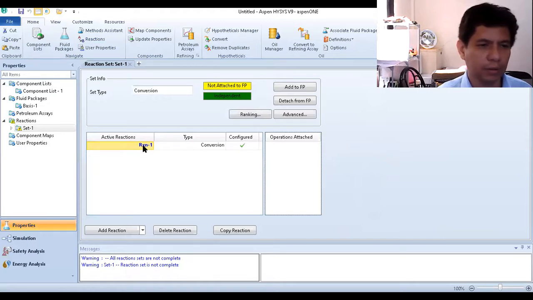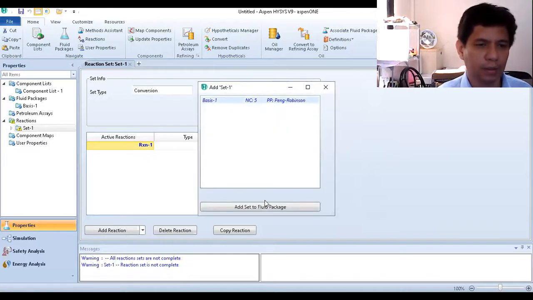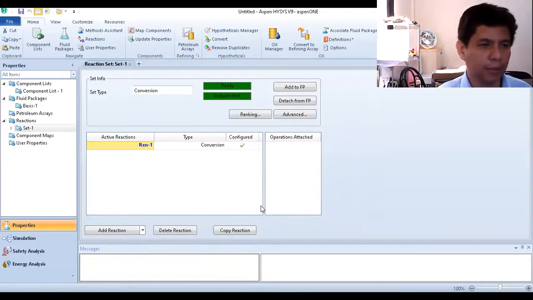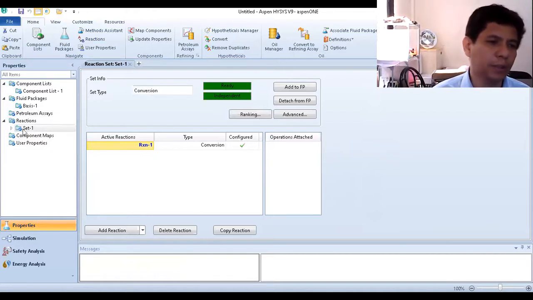Okay. Just click add to FP. Add set to fluid package. Yun. Don't leave the reaction if there's something wrong with this portion. It might not work when you go to simulation. So make sure that the reaction have checks. So right now we can proceed to simulation.